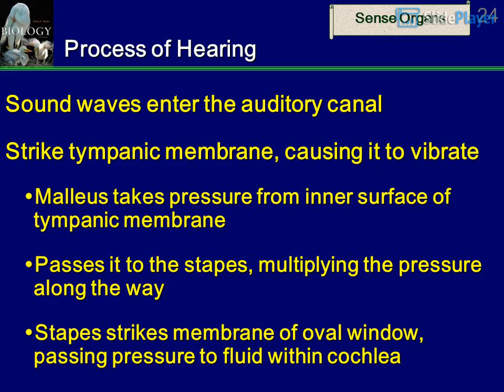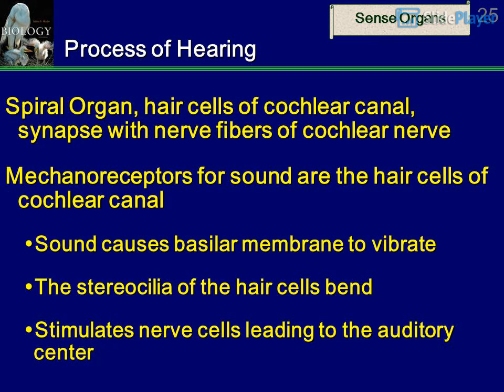Process of hearing. Sound waves enter the auditory canal and strike the tympanic membrane, causing it to vibrate. The malleus takes pressure from the inner surface of the tympanic membrane and passes it to the stapes, multiplying the pressure along the way. The stapes strikes the membrane of the oval window, passing pressure to fluid within the cochlea. The mechanoreceptors for sound are the hair cells of the cochlear canal.